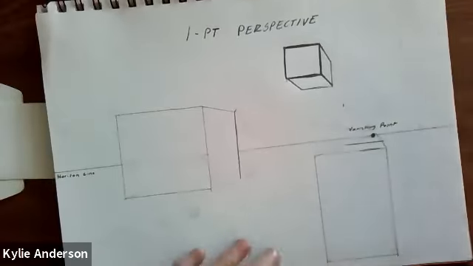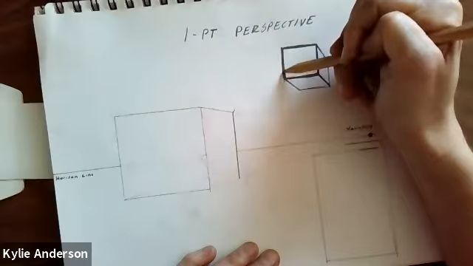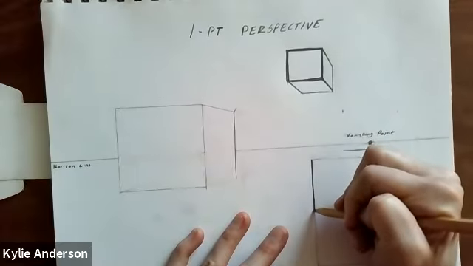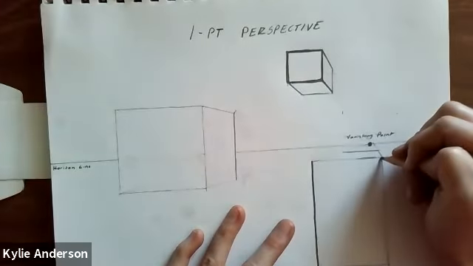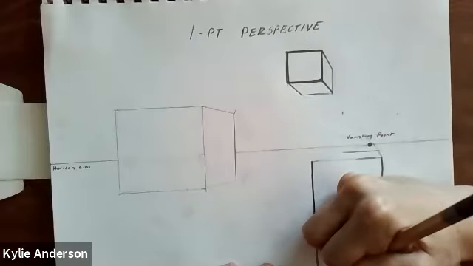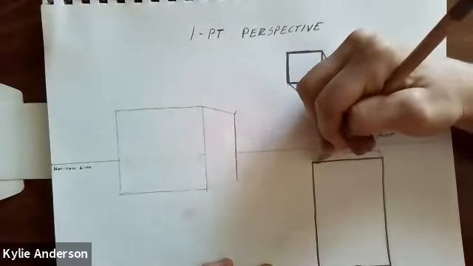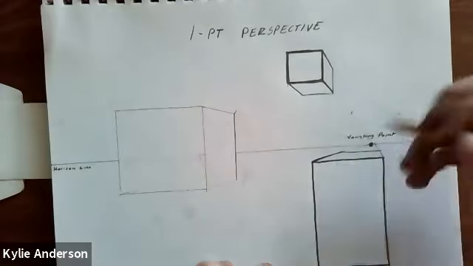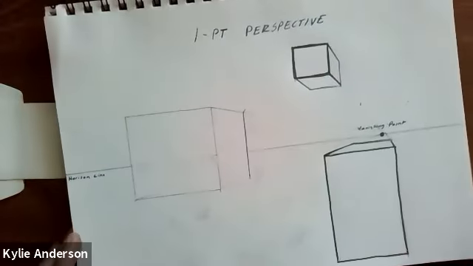That'll just add to the illusion of space that's already being created through the linear perspective. So remember that one-point perspective is the simplest version of linear perspective. The goal of linear perspective is to create the illusion of space on a two-dimensional surface.